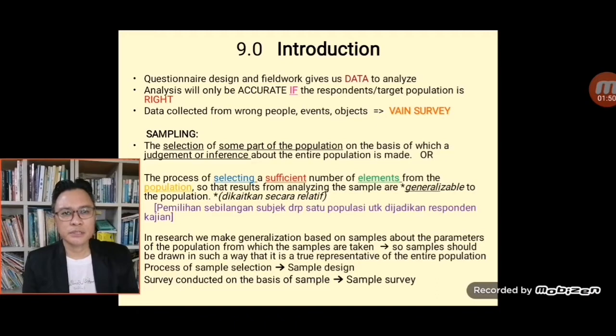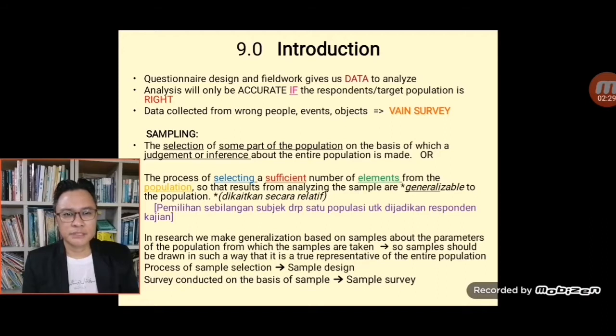Okay, if you look here in this slide, questionnaire design and fieldwork give us data to analyze. So analysis will only be accurate if the respondents or target population is right. Okay, data collected from wrong people or events or object would equal a vain survey. Vain survey means useless survey. It is something that you can't use anymore. It's not usable data. It is not data that can be utilized to produce a very good finding.